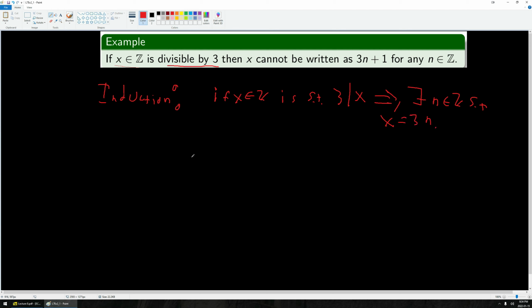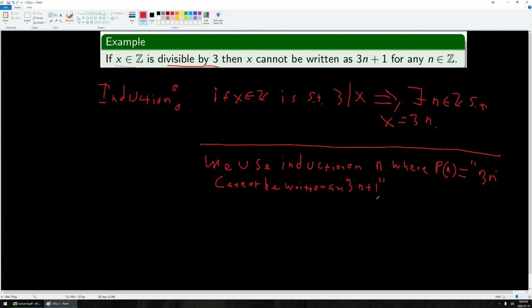Okay, so now what I would want to do, after I have this set up, that's before I get to the inductive bit, is I'd say we proceed by induction on n, where P of n is the statement that 3n cannot be written in the form of 3n plus 1. Okay, and I swear I didn't do it. I'm in my room. I have nothing to do with the sirens outside.